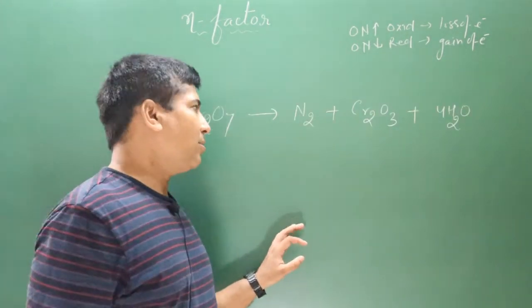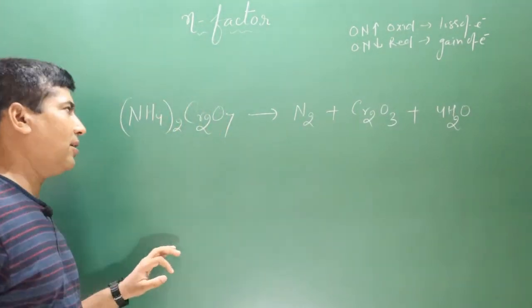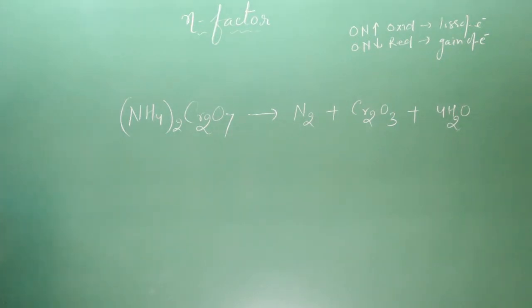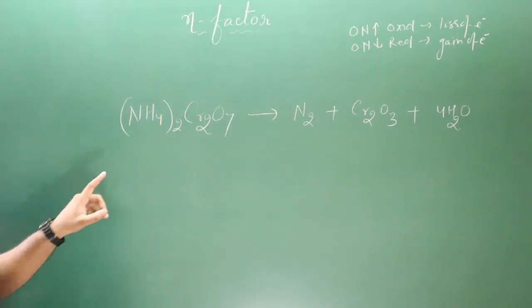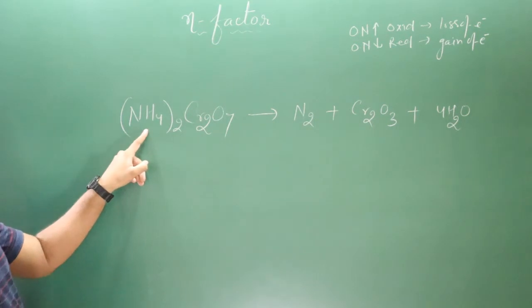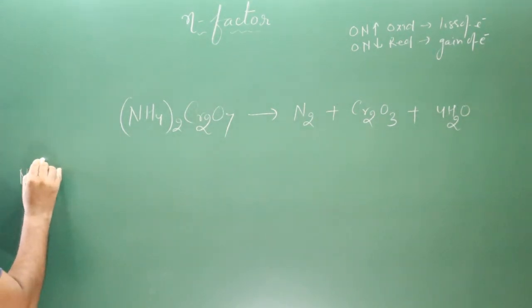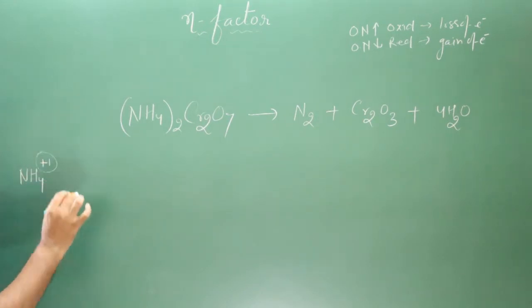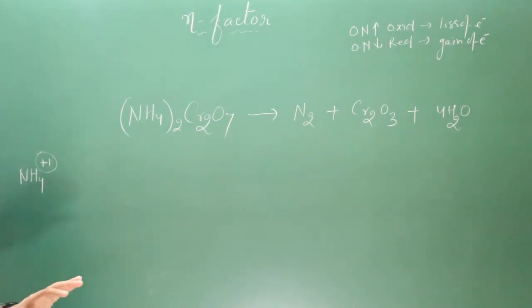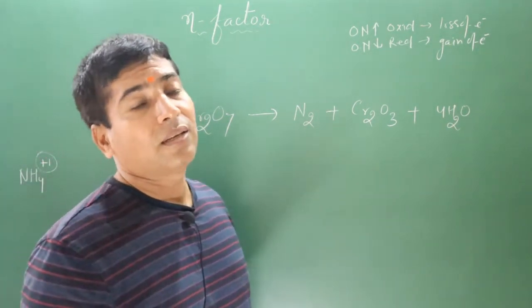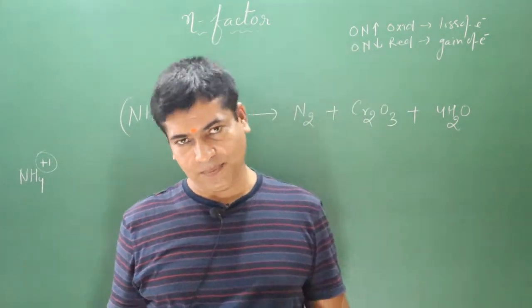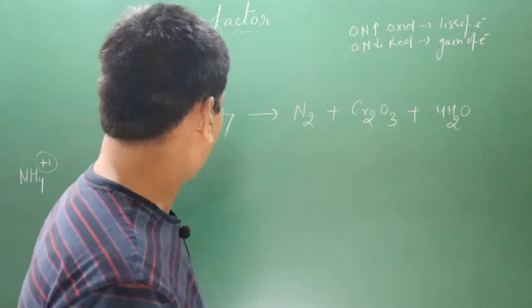Intramolecular redox reaction is on the board. Let's write down the oxidation number of atoms on both sides of the equation. Now you can see it is a polyatomic ion known as the ammonium ion. This polyatomic ion's charge is always fixed. Ammonium ion always carries plus 1 charge.